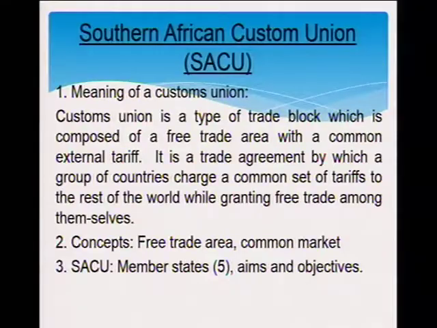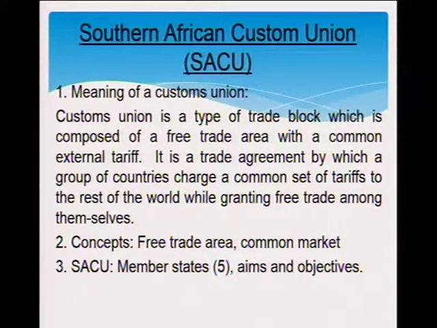Another point we need to look at is SACU. SACU is the Southern African Customs Union. SACU, a customs union. What is a customs union? A customs union is a type of trade bloc which is composed of a free trade area with a common external tariff. It is a trade agreement by which a group of countries charge a common set of tariffs to the rest of the world while granting free trade among themselves.